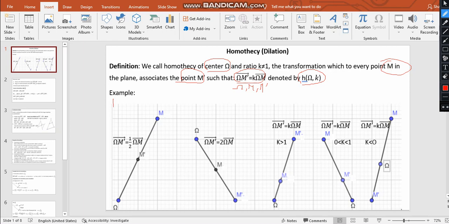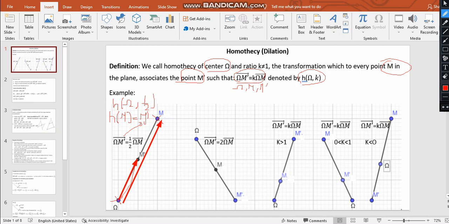Suppose I want a homothecy of center omega and ratio half, and I want to find the image of a point M under the homothecy, which is M prime. So I'm going to say omega M prime equals half omega M. This is omega and this is M. So omega M prime will be equal to half omega M. In that case, M prime will be the midpoint of omega M.